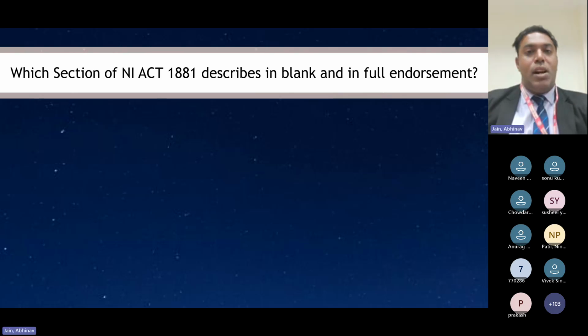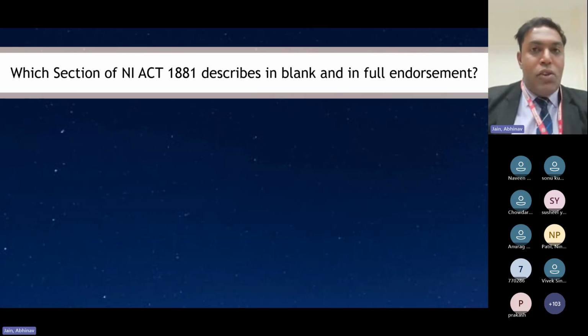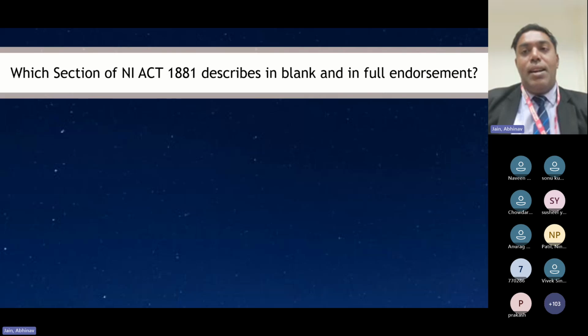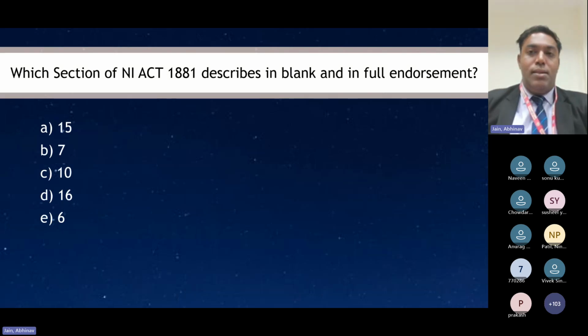Now, which section of NI Act 1881 talks about blank and full endorsement? Which section describes blank and full endorsement?